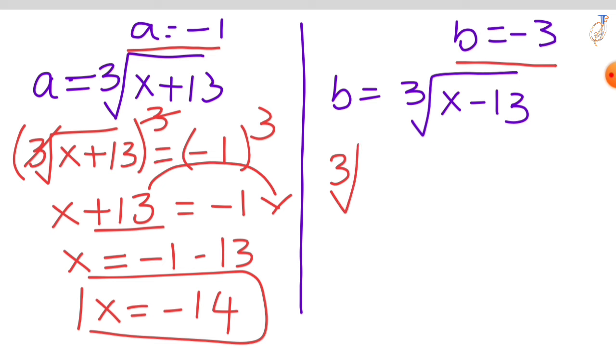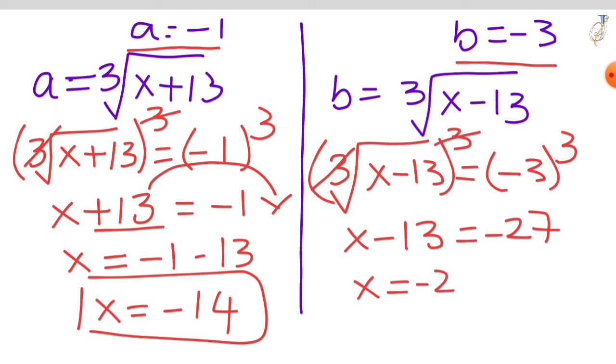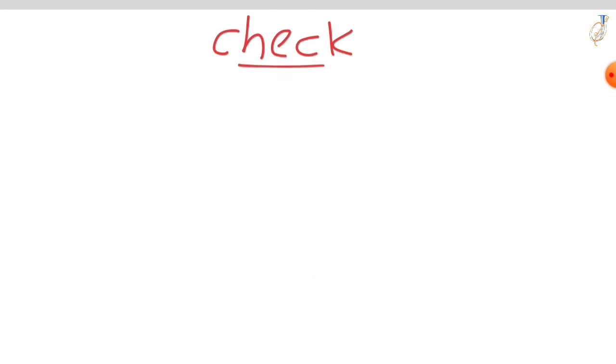The b value is -3. When you do cube on both sides, then you will get x minus 13 equal to -27. So then x equal to -27 plus 13, that is equal to -14. Here also we got the same value of x. Our x values are plus 14 and -14.